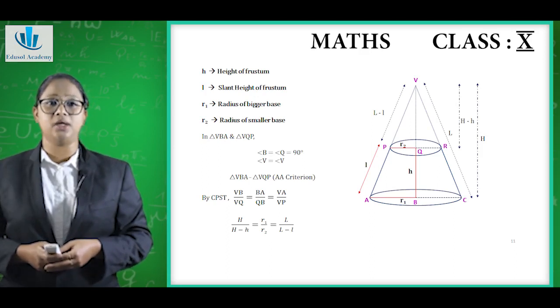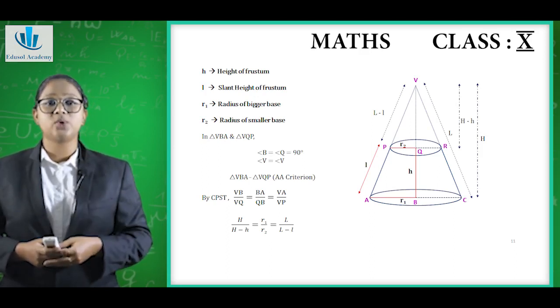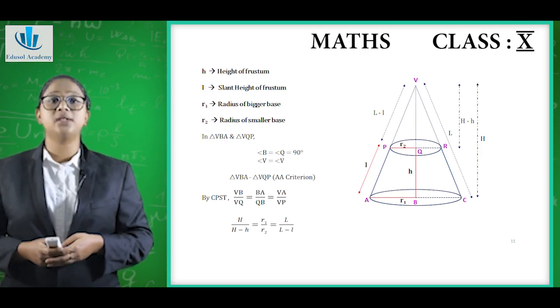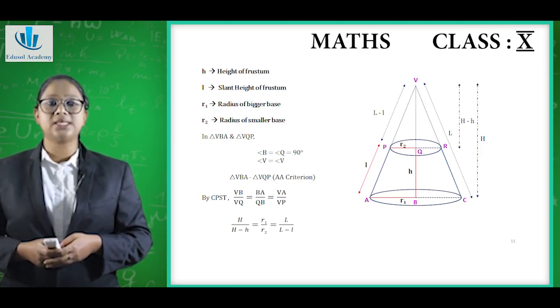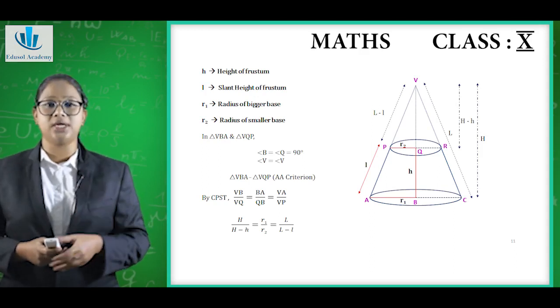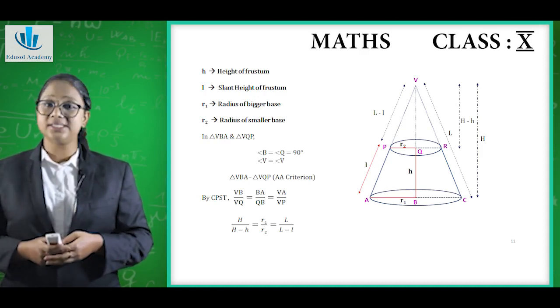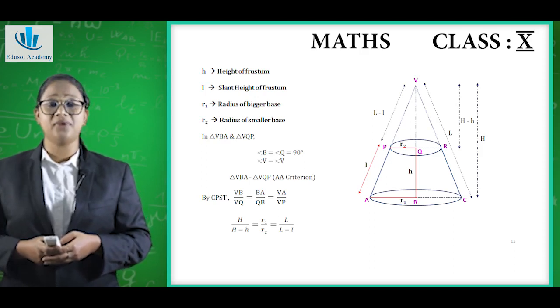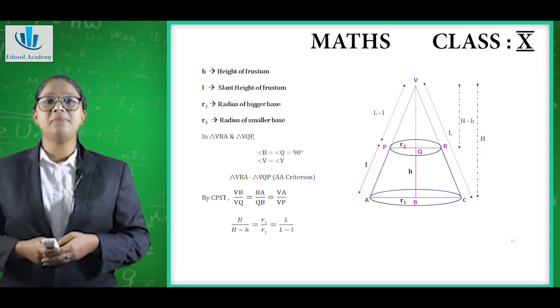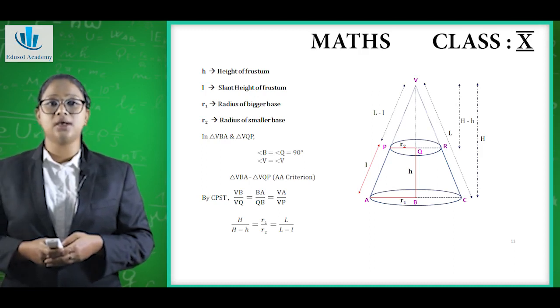As you can see from the figure, let's take two triangles, triangle VBA and triangle VQP. In these triangles, angle B and angle Q are 90 degrees each and angle V is a common angle. So, using the AA criterion, we can say that the triangles are similar. Now, let's make use of the CBSE condition. So, by CBSE, VB by VQ will be equal to BA by QB and that is equal to VA by VP. We may substitute for these sides from the figure.